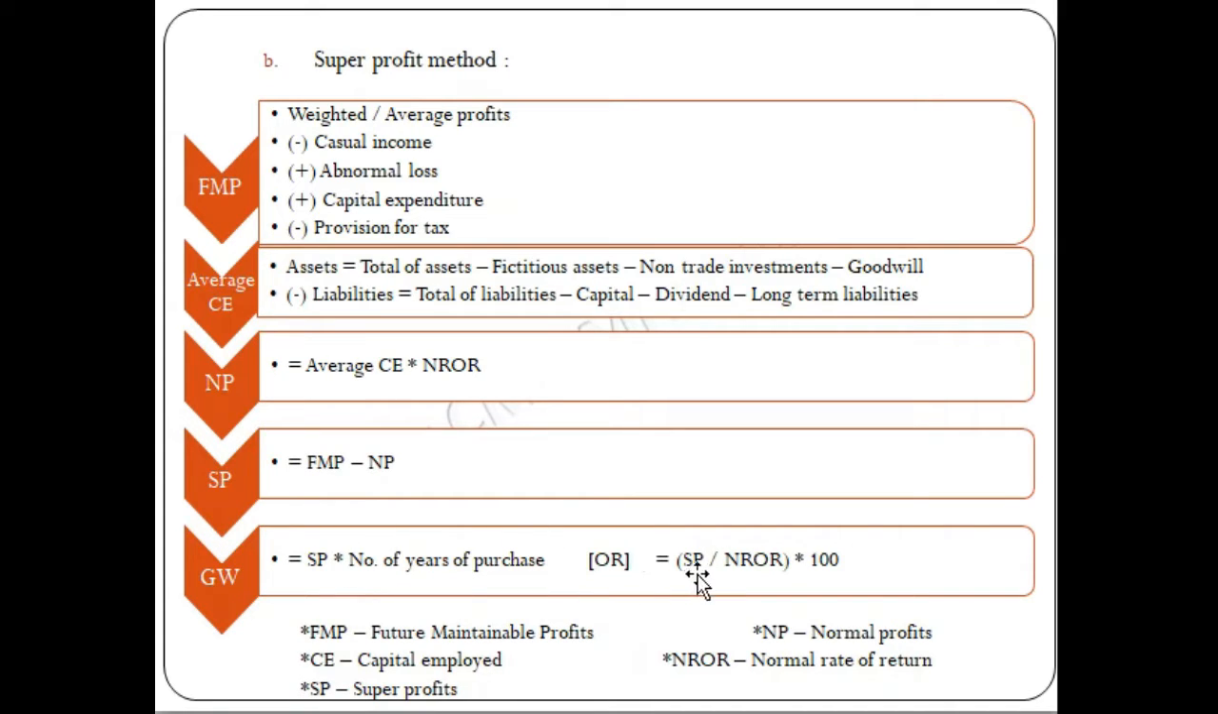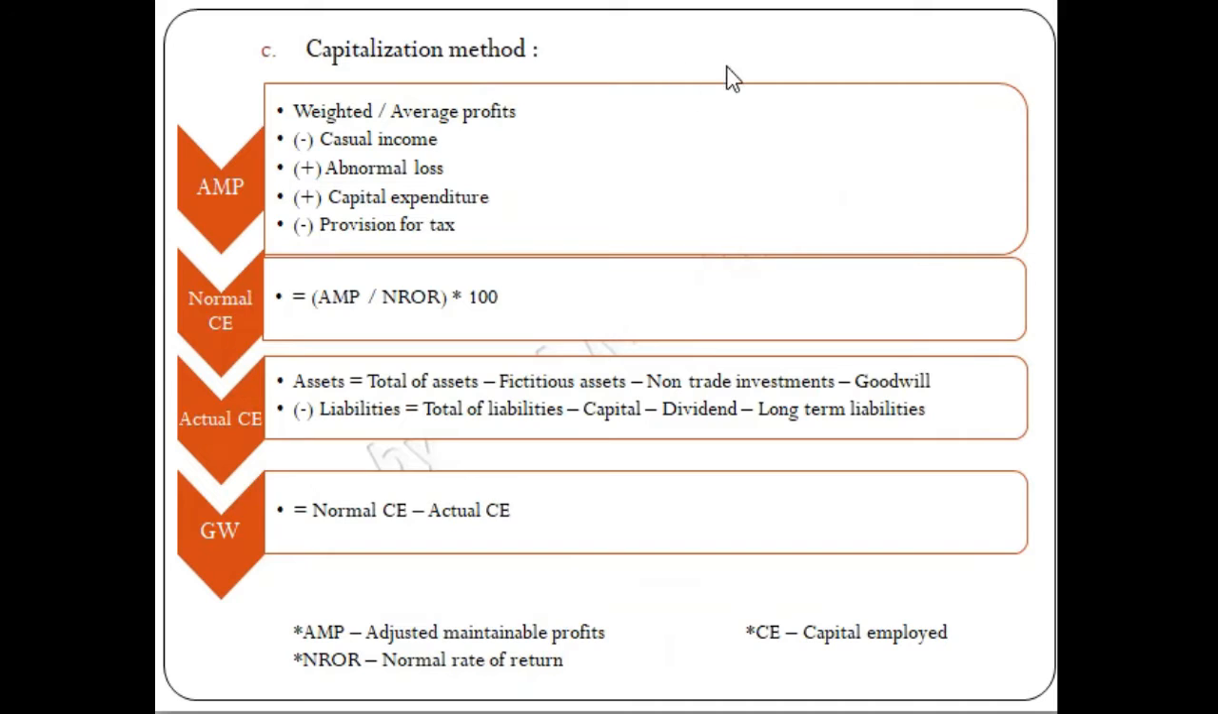There's another formula using the same information of super profit, which is goodwill is equal to super profit divided by normal rate of return into 100. We'll arrive at the goodwill figure. Next method, which is capitalization method.